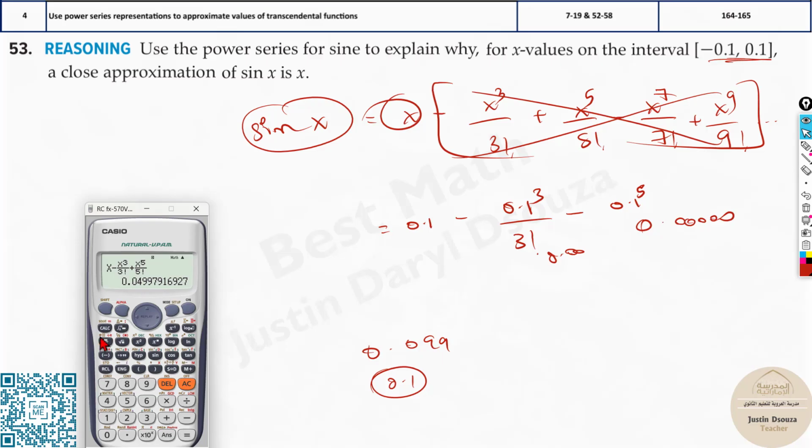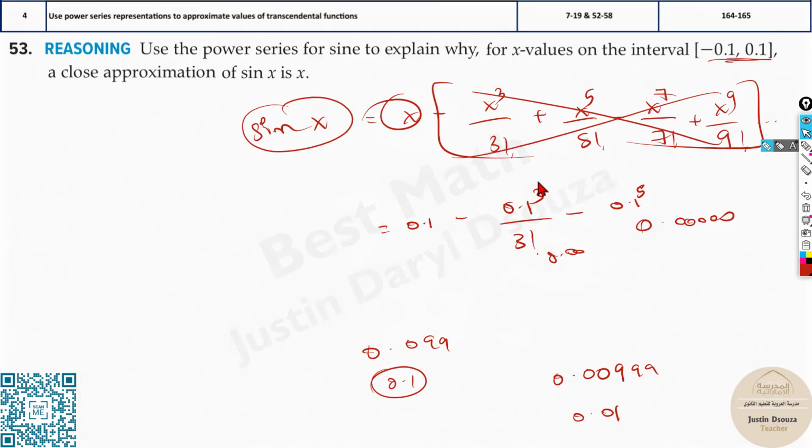0.04999, it'll be 0.05. How about 0.01? It'll be, let me write it out over here, 0.00999, which is 0.01. See, that's the same. Whatever x value you input, you get the same answer, because these are very small approximations. They're like 0.000 something, so we can ignore them.